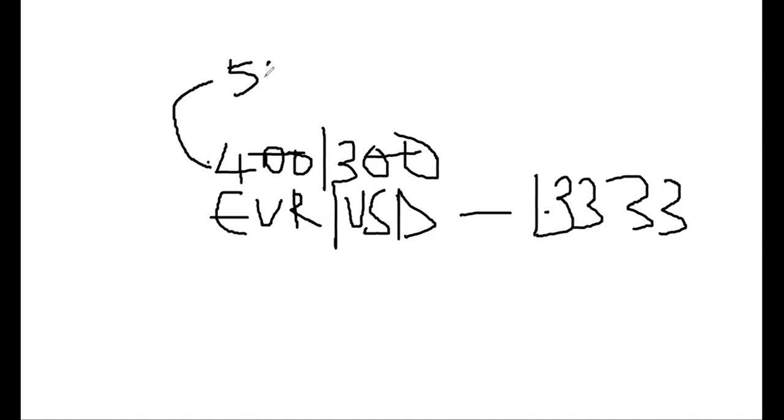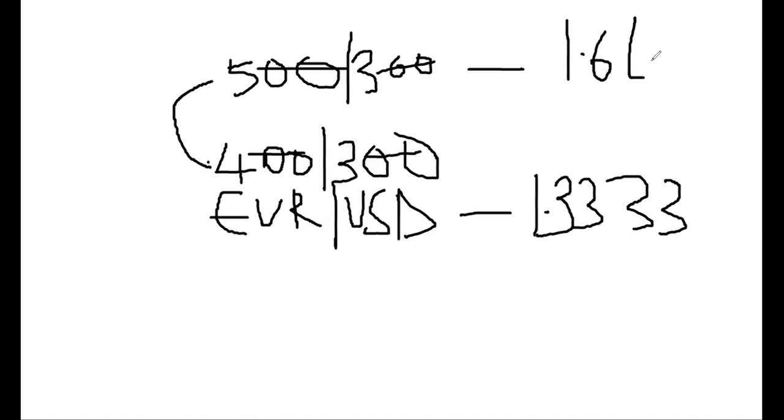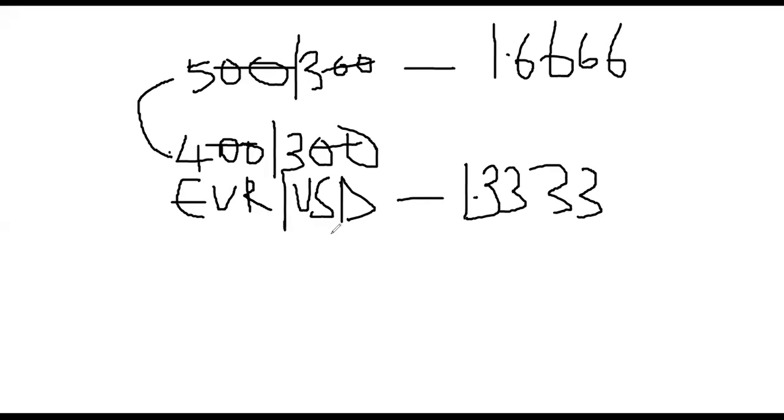So that's 500 divided by 300. Zeros cancel zeros. 5 divided by 3 is what? 1.666. Now, if we have 1.666, then what's the next thing you do?